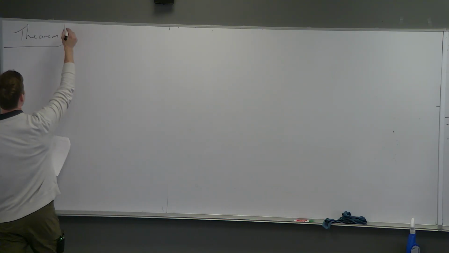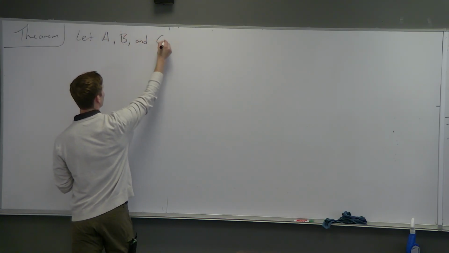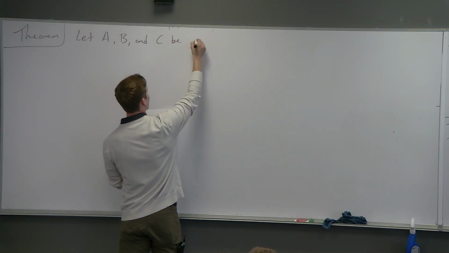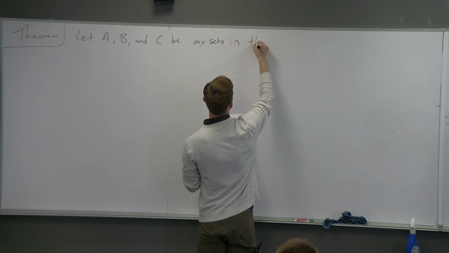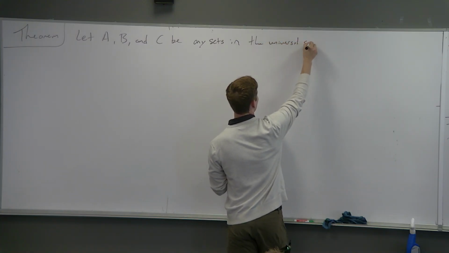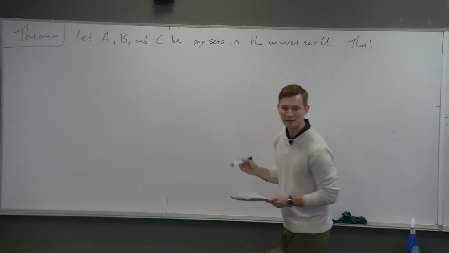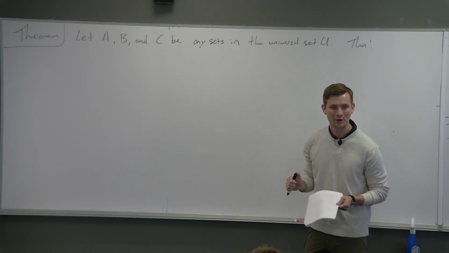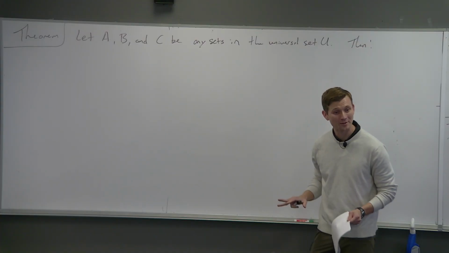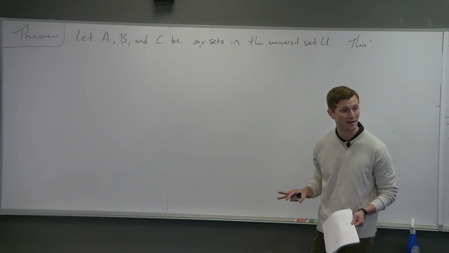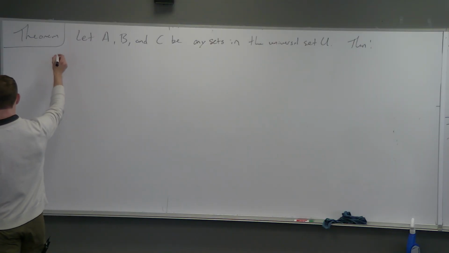Okay, so here, theorem: let A, B, and C be any sets in the universal set U. Then we get the following. I made the small digression about universal sets because otherwise this might seem kind of weird. Why am I talking about a universal set here? Basically, you have to somehow specify this first, and if you specify it badly, things might get messed up. But for now, we've got a universal set U. Then we get the following.